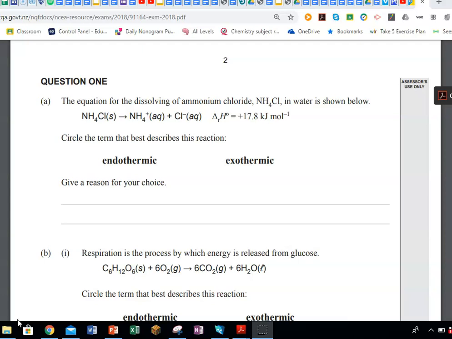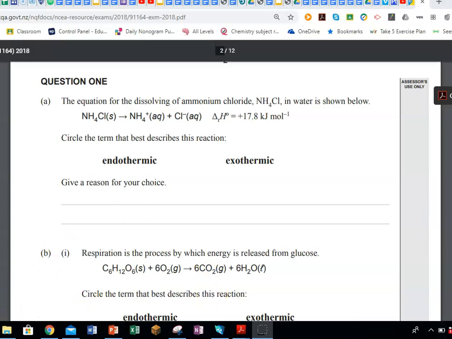So question 1A here talks about the equation for dissolving of ammonium chloride. Ammonium chloride solid turning into aqueous ammonium ions and chloride ions, and you're provided with a delta H value there beside it. So change in enthalpy is plus 17.8 kilojoules per mole. Circle the term that describes this reaction and give a reason. I'm going to talk about those together. The most obvious thing, the enthalpy change is positive, therefore the reaction must be endothermic. So you're going to circle endothermic, you're going to give a reason. The reason is simply that delta H is a positive number.